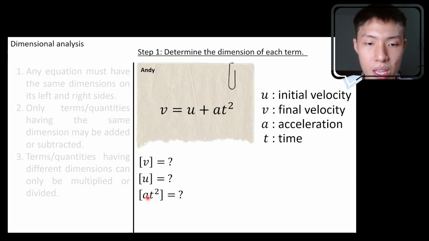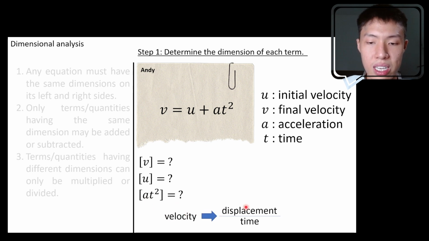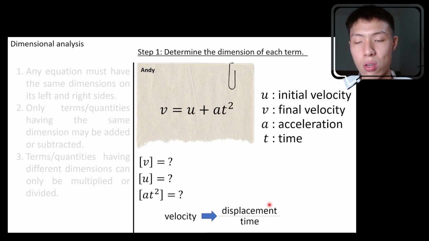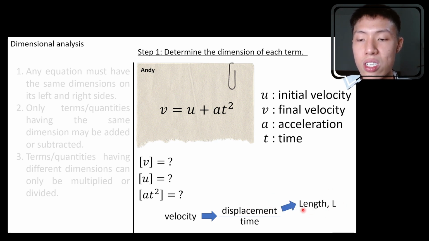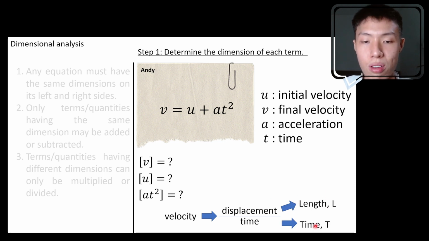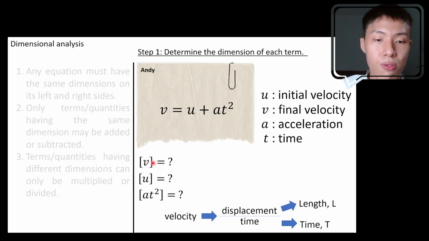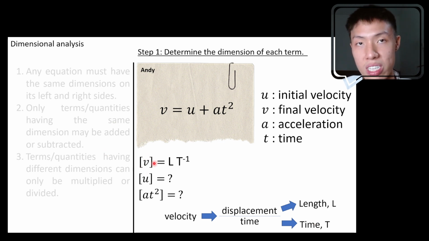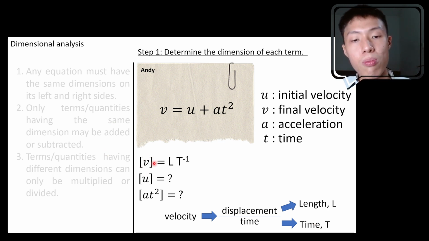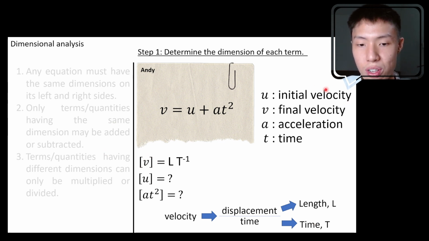Let's do it one by one. For V, you know that it's velocity. Velocity is displacement against time. Displacement is the most basic you can go, and it has the dimension of length. Time has the dimension of time. So the dimension for final velocity should be LT negative 1. Then you move on to U. U is initial velocity, so the logic is the same: velocity, displacement over time, length, time. So the dimension for initial velocity should also be LT negative 1.